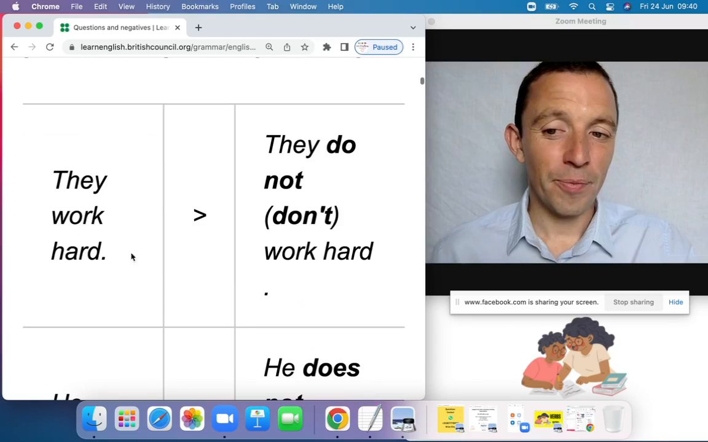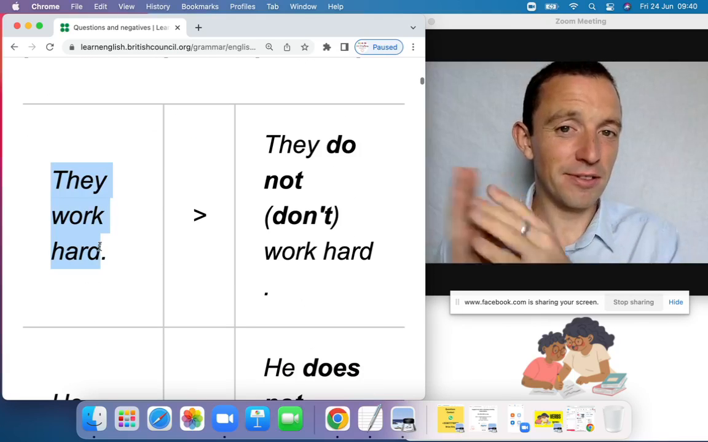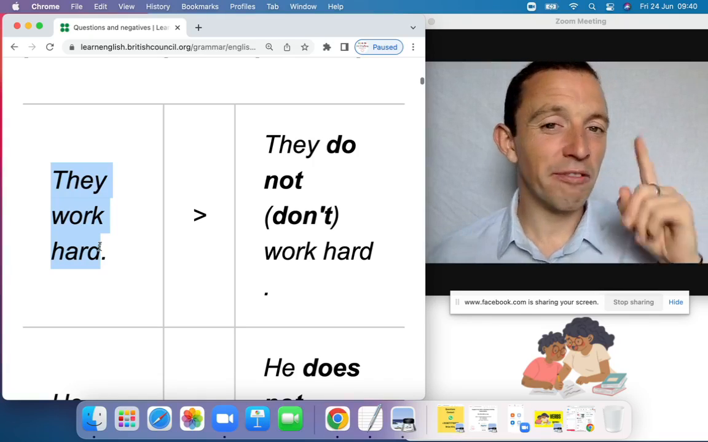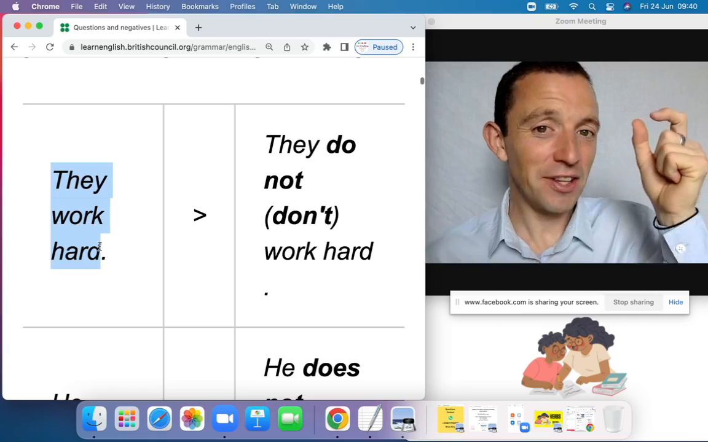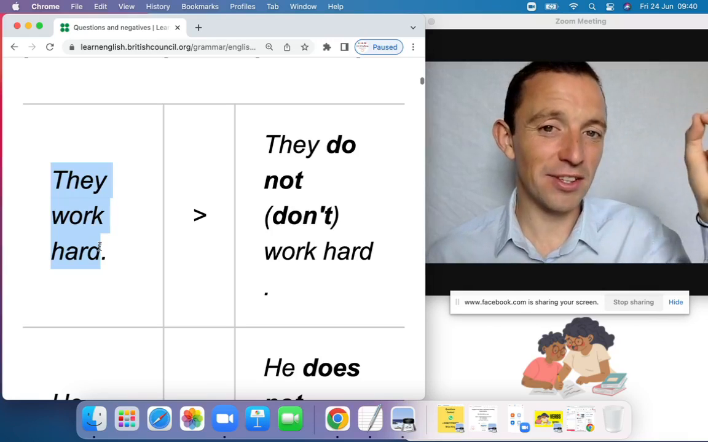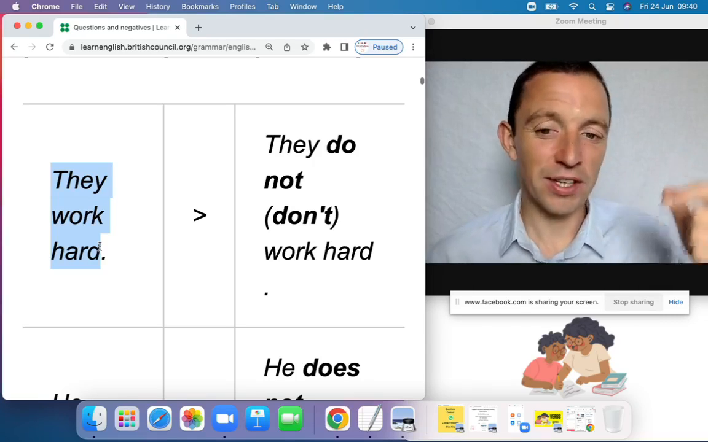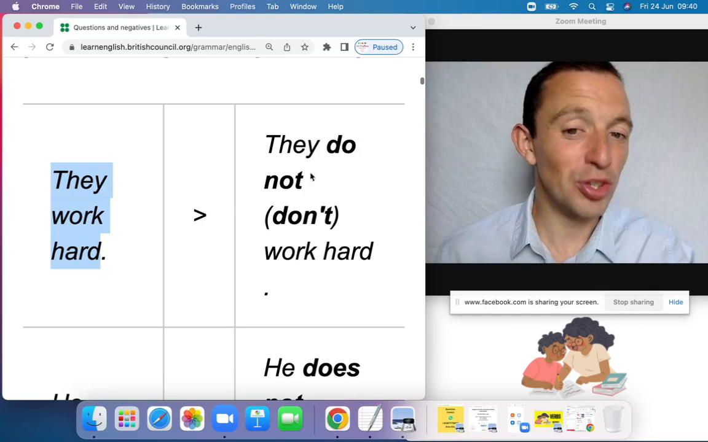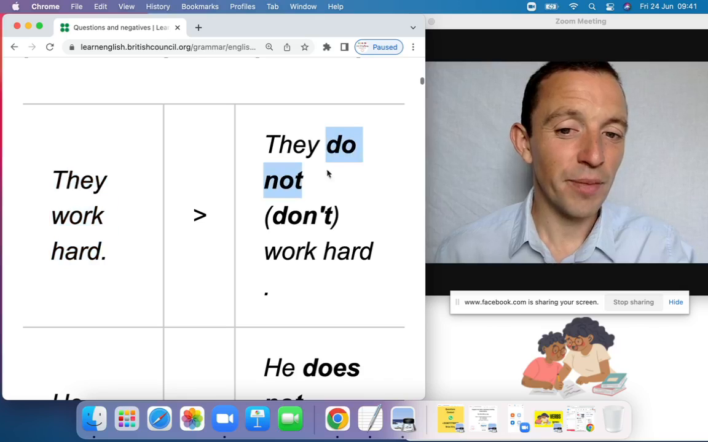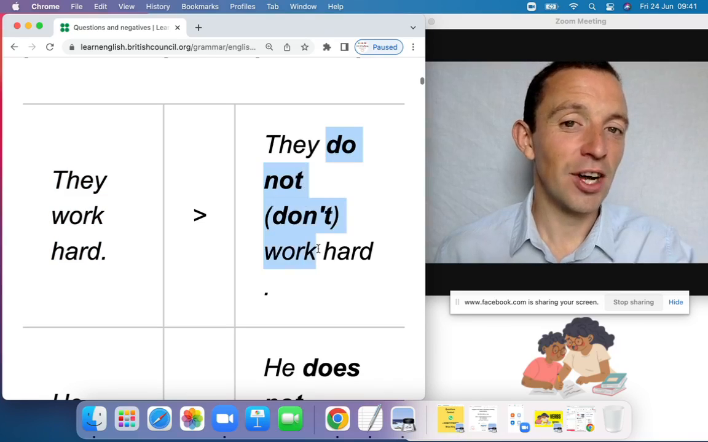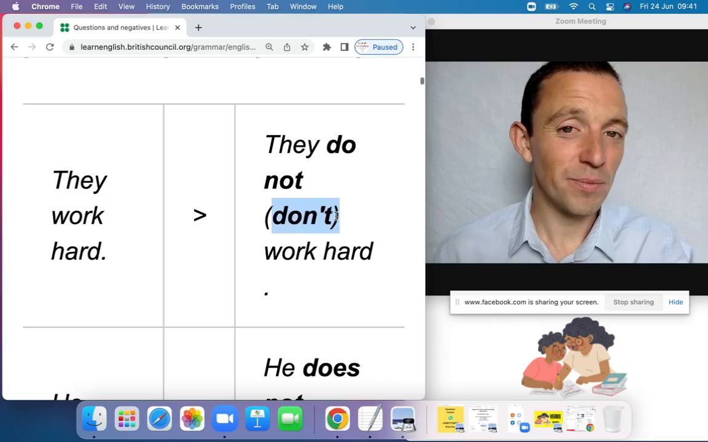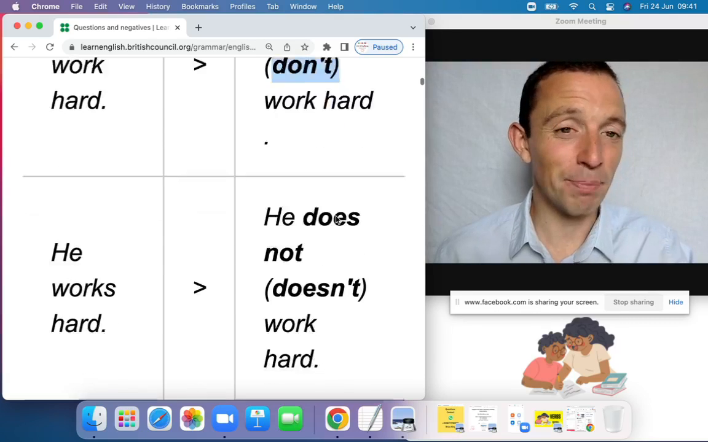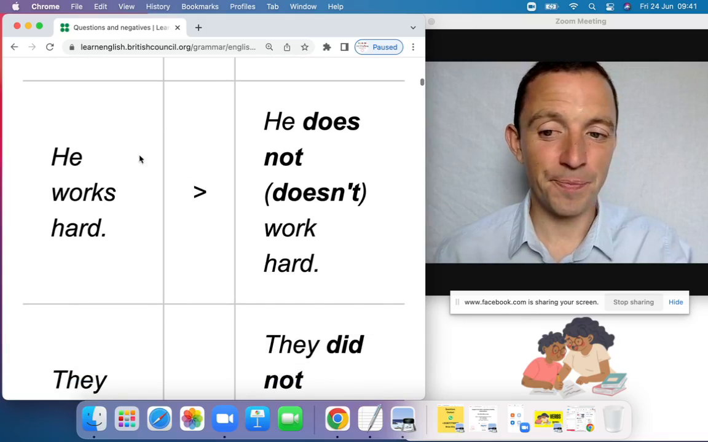So same again. They work hard, affirmative. We want to create the negative. And with the verb to be and have, we normally say not after the first part. They will not work hard. They have not worked hard. But this is the present simple, so we use the verb to do. So they do not work hard, or they don't work hard. Okay, so that's just important to memorize and to remember for the present simple and the past simple.